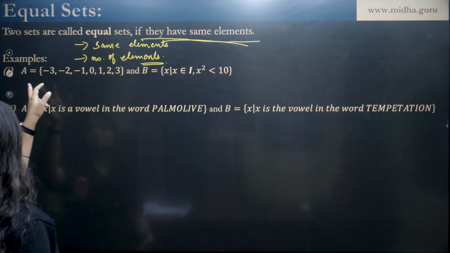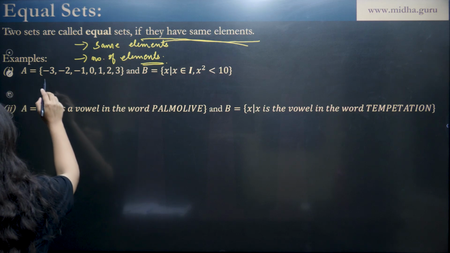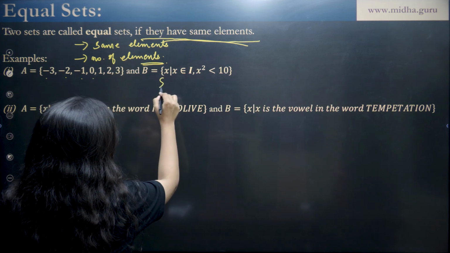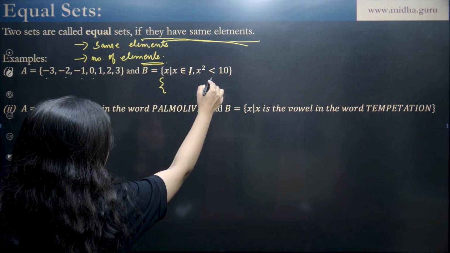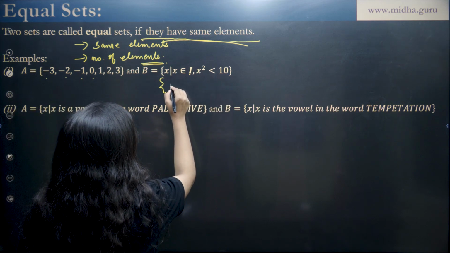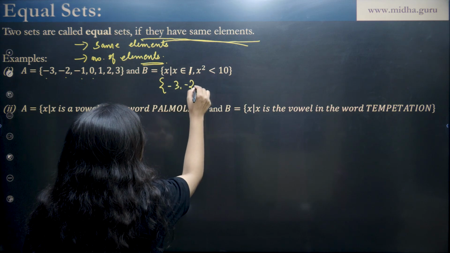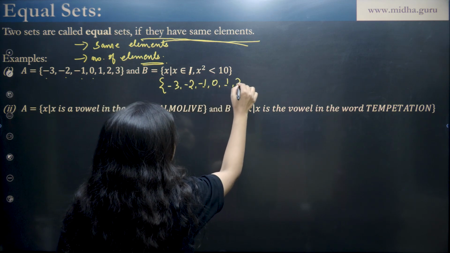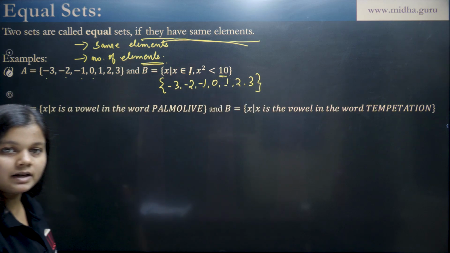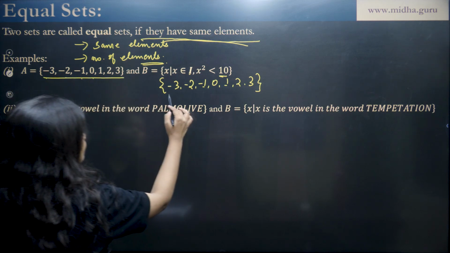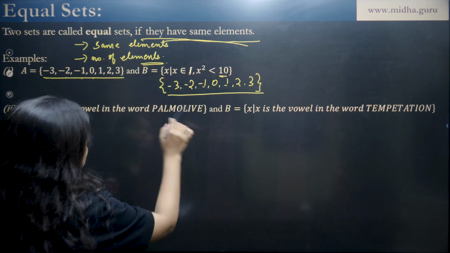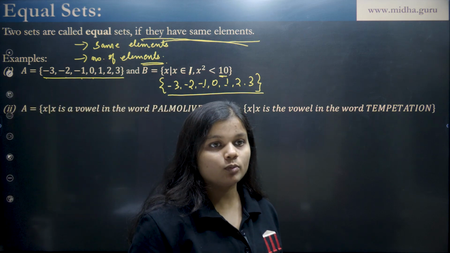For example, let's take this. A set A is given: -3, -2, -1, 0, 1, 2, 3, and set B is given: x such that x belongs to I, where I is integer, and x square is less than 10. The elements here are -3, -2, -1, 0, 1, 2, 3, because the squares of all these numbers are less than 10. Both these sets have the same number of elements and the same elements also. So these two sets are known as equal sets.